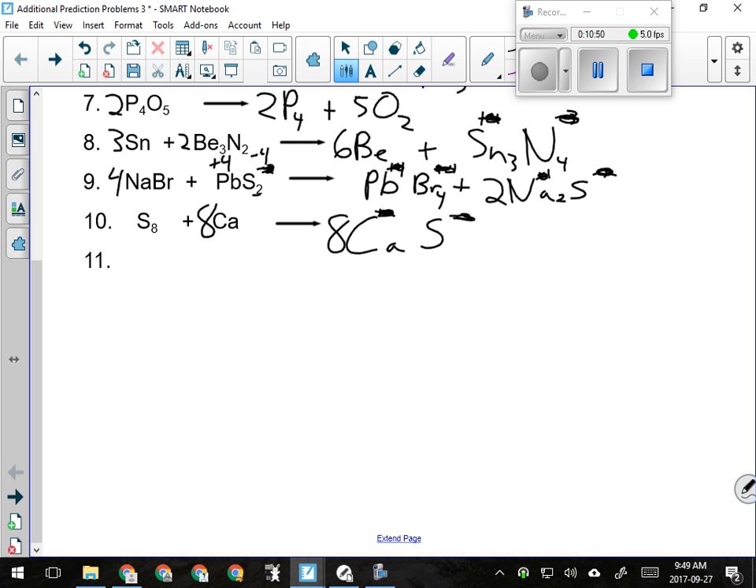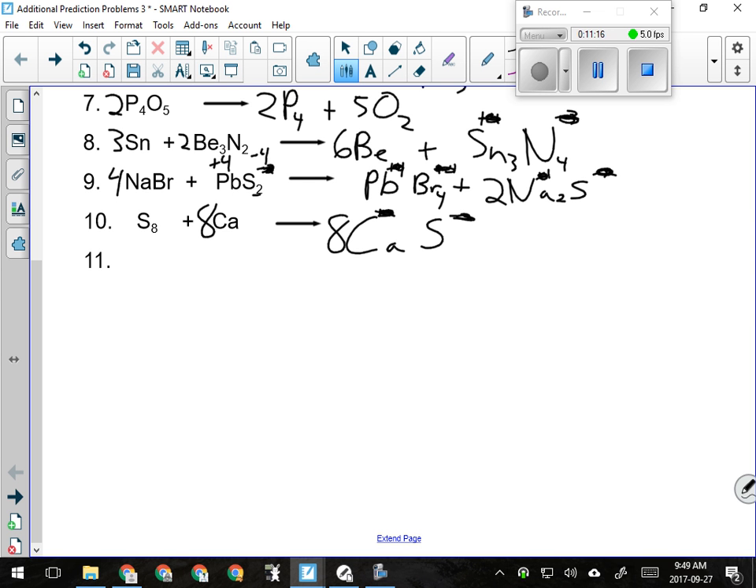Okay, so expect very similar stuff, not only on your quiz tomorrow, but also on the assignment. And as I said before, your assignment is going to have 30 reactions on it. The first 10 will be written out in formula form, the complete reaction, reactants and products. You will have to identify the type, write it in words, and balance.